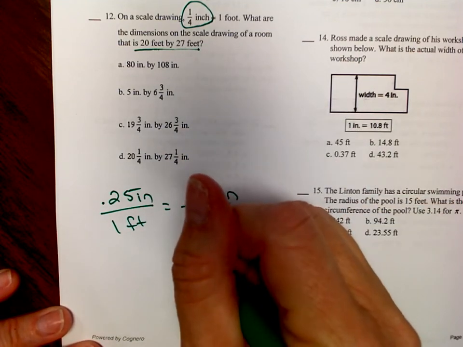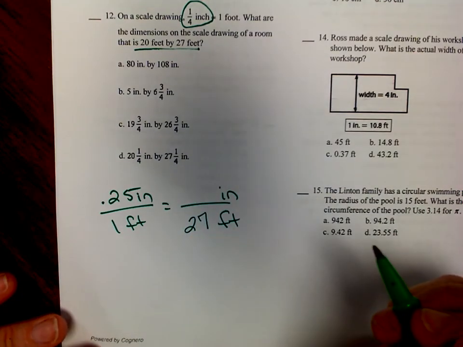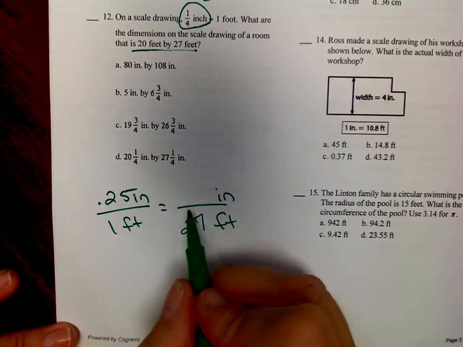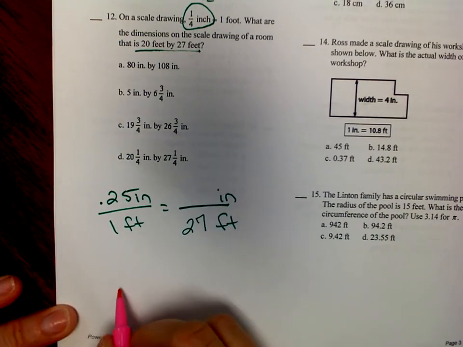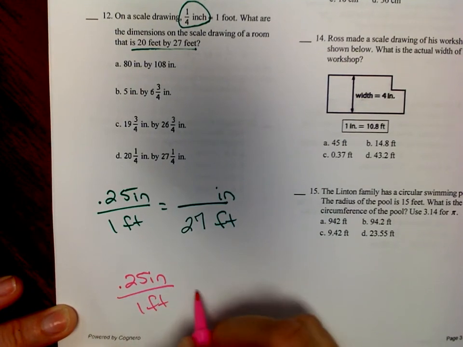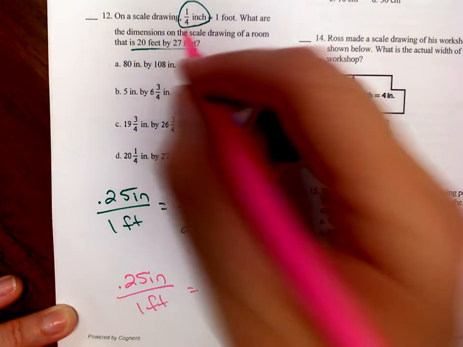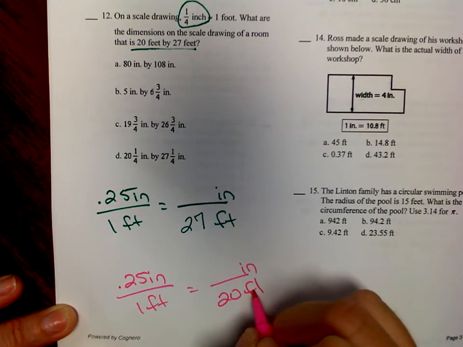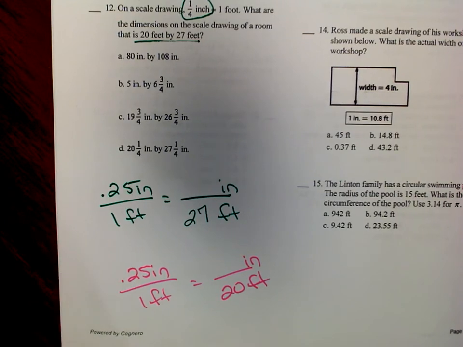So we're going to do 27, and we're going to find out what the inches would be. Then you can do over inches and use your 20 feet if you want. Okay? But you should be able to tell what the answer is when you solve just one problem.